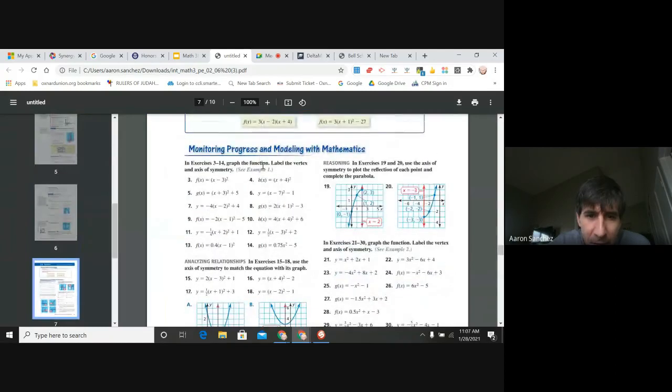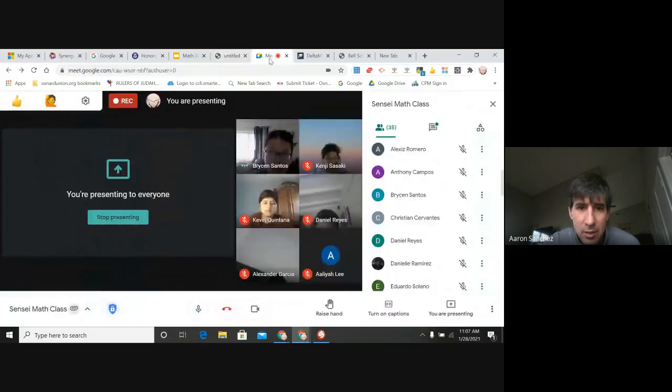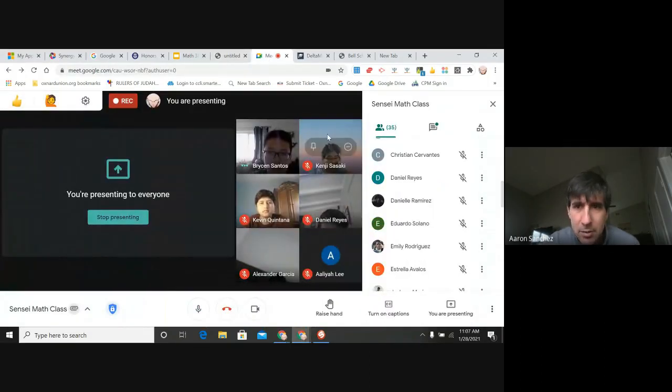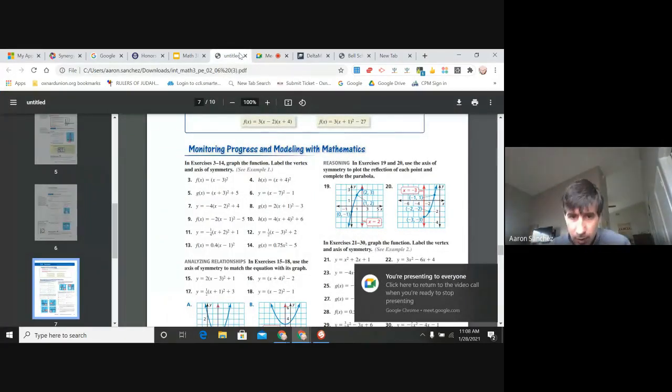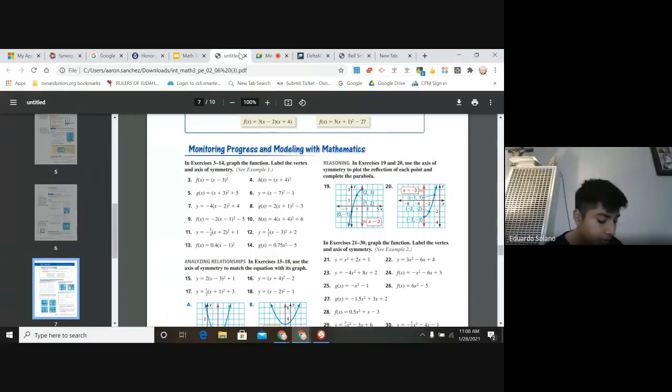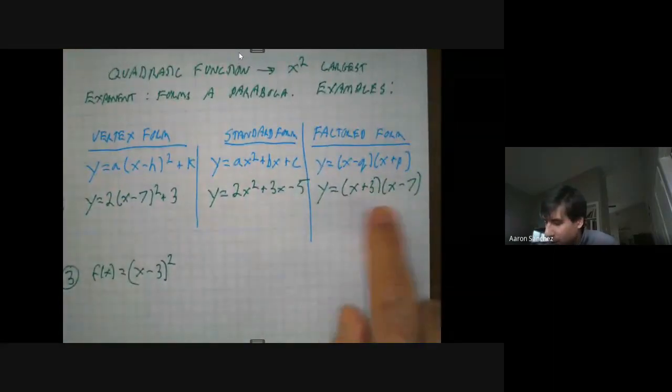Graph the function, label the vertex and the axis of symmetry. So what form is that right there, number 3? Eduardo, tell me what form that is. We'll get back to it. Keep flipping. Eduardo, are you there? Yeah, I'm here. Hey, what form is that? Number 3. Is it a factor? You know, you could say factored form, but that won't help you. It is kind of factored form, but that's not the answer I'm looking for.